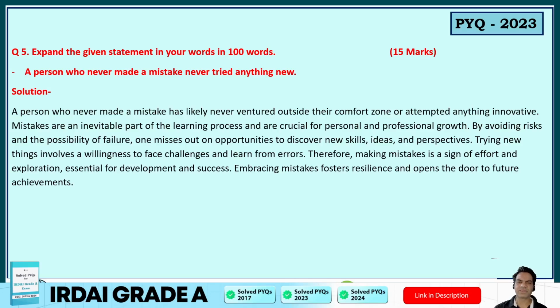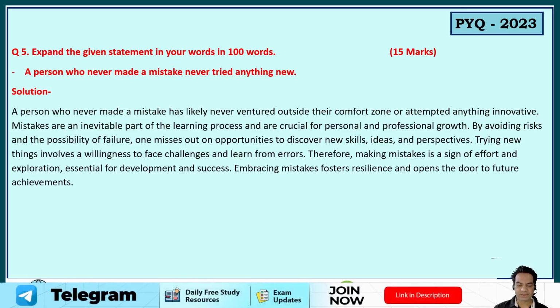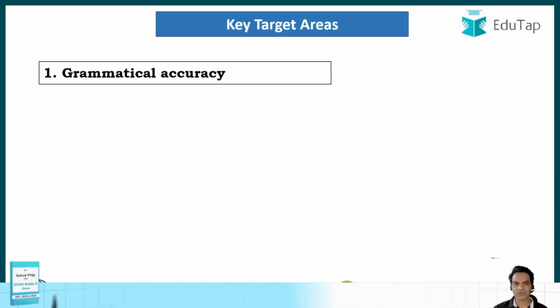So this was about basically trying out new things and making mistakes and then learning from them. So this is what the expansion meant. So you have to do all this in 1 hour. So what it requires, guys, that is the question now. What are the key target areas that you should be focusing upon?